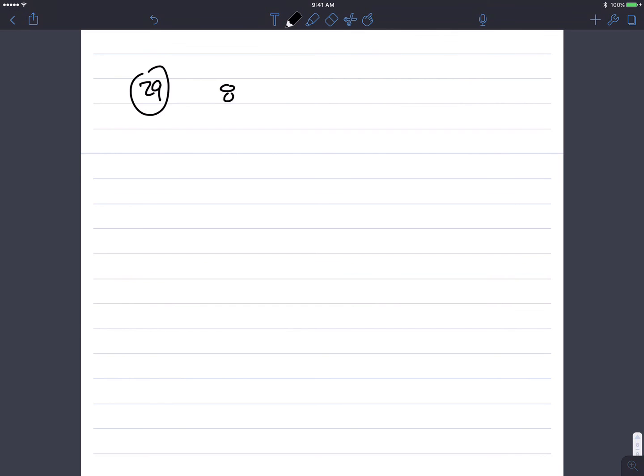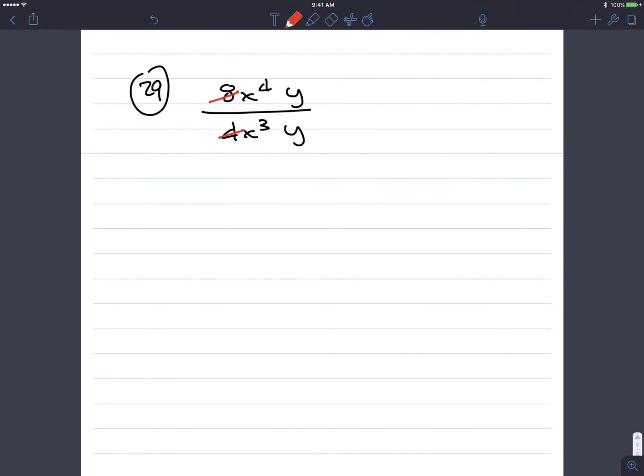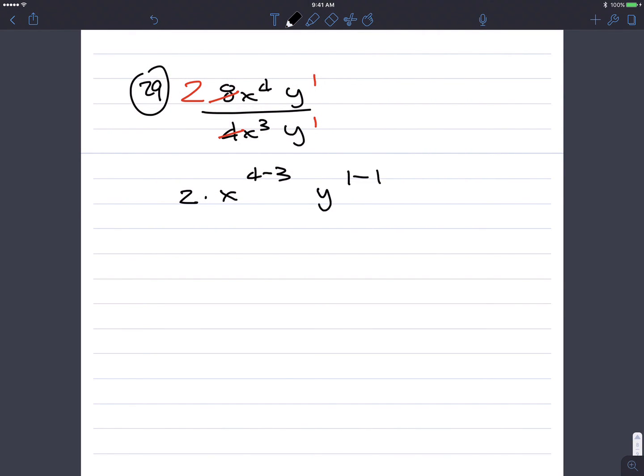(29) 8x to the 4th y over 4x cubed y. Now this problem, we have to simplify, or simply divide. 8 divided by 4 is 2. So I'm going to have 2 here times. Now I deal with my x's, my division of my two exponentials with x. 4 minus 3. Don't forget to have 1's here. So this gives me my y to the 1 minus 1.